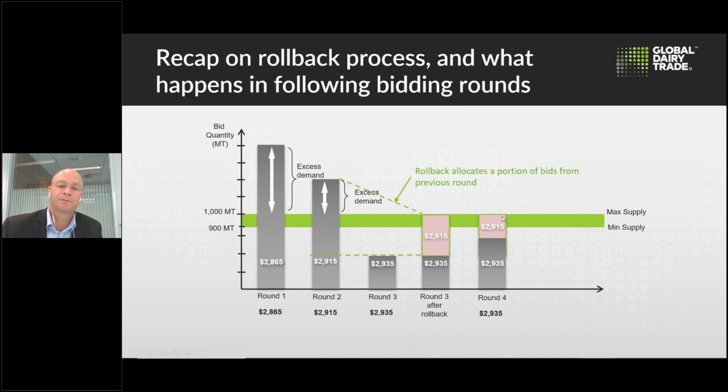We can't sell more than the maximum, and so some of the lower price bids get knocked out. Now, again, if it stops there, then that's fine. The winning price will be 29.15, but there may be enough bids coming in to knock out all the rollbacks, and if that occurs, then the rollback ceases, and we're back into the world where there's some excess demand, and the price will keep increasing through subsequent rounds until the demand drops to within the green band. So that's the essence of rollbacks.